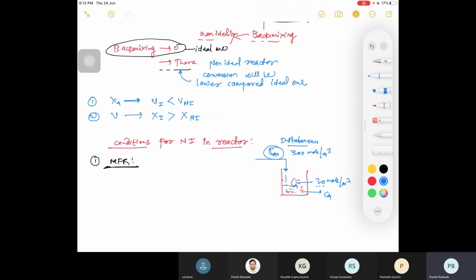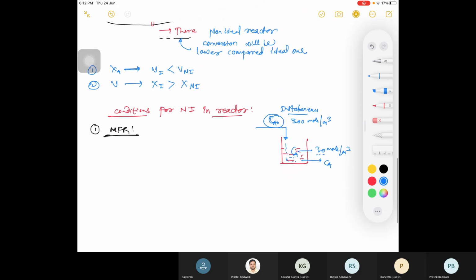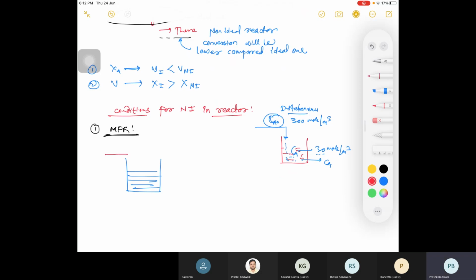In case of non-ideality, I'll draw some diagrams here. You just tell me what kind of non-ideality that may be. Okay. This is your reactor, MFR. This is your inlet, or I'll say input, and this is your output. यहाँ पे you have provided stirrer. Still these molecules are coming here. They are not going here. Some of the molecules are going here, but some of the molecules are coming directly here, and they are coming out.